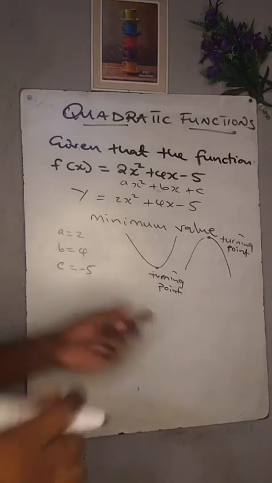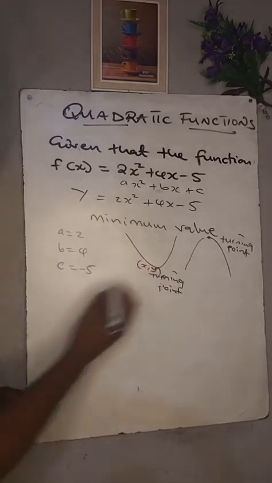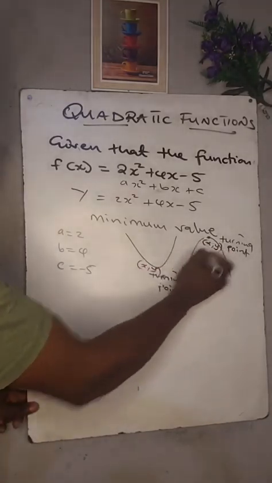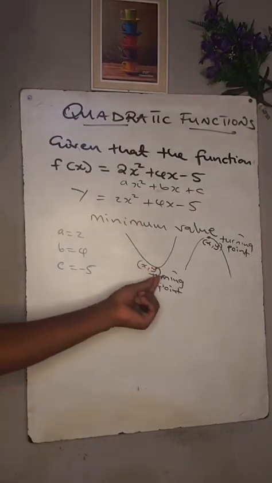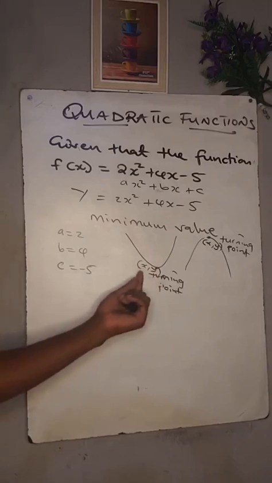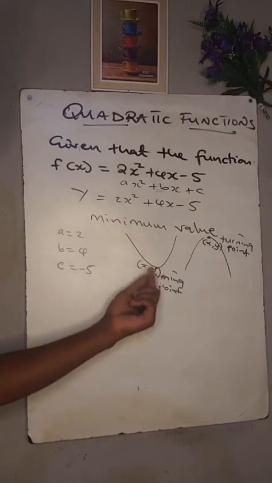Then this turning point has an x-coordinate and a y-coordinate. So for me to find the turning point, I need to know the turning point of x and y. I need to find those coordinates that make this curve turn.